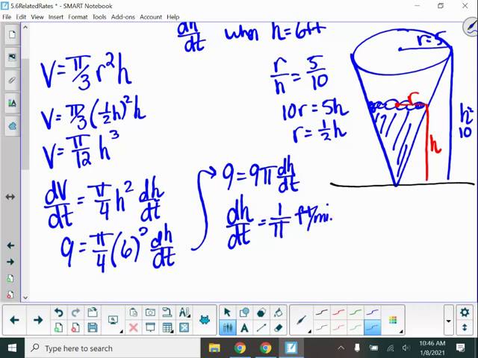feet per minute, and that's approximately 0.32 feet per minute. So again, you can make the statement, at the moment in question, when the height is 6 feet, the rate of change of the height is 1/pi feet per minute, or 0.32 feet per minute.